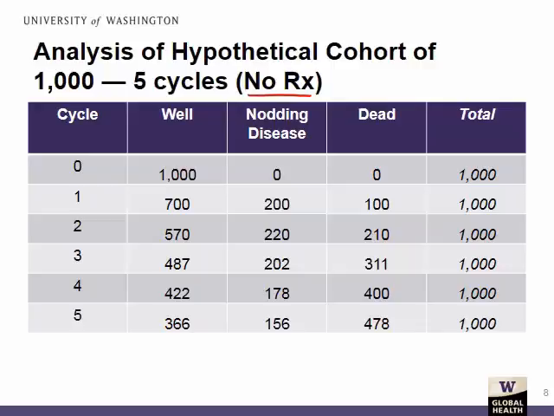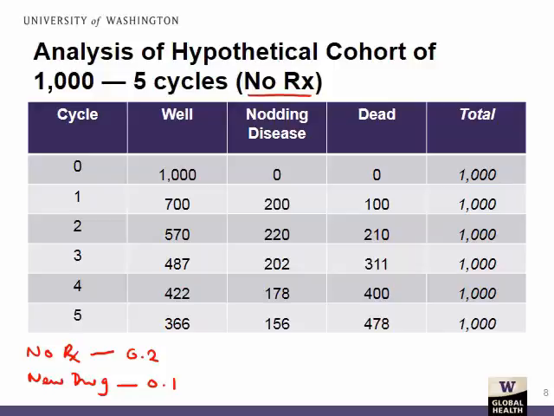Remember that we have the two comparators: no treatment and the new drug. And when you do Markov models, you run what we call the Markov trace for the no treatment and the new drug separately. The difference between these from the last slide was that the mortality for nodding disease is 0.2 with no treatment, and it's 0.1 for the new drug. So let's run the no treatment Markov cohort as a demonstration of how the Markov trace works, how the Markov modeling works for a hypothetical cohort.